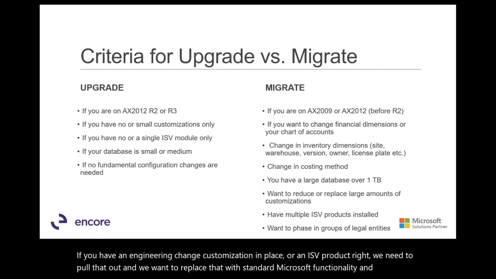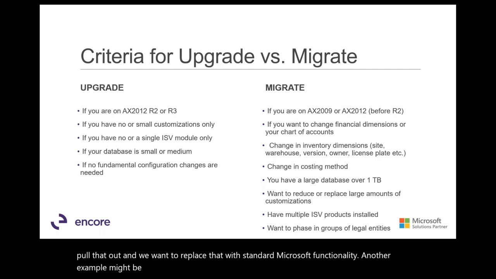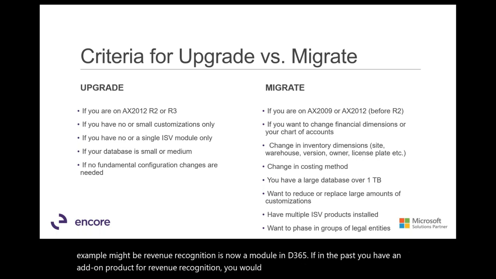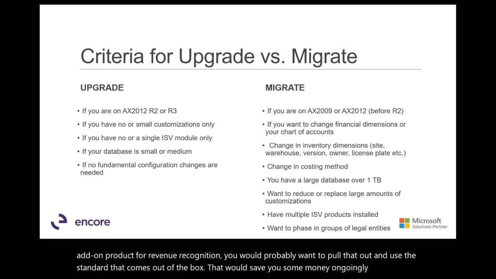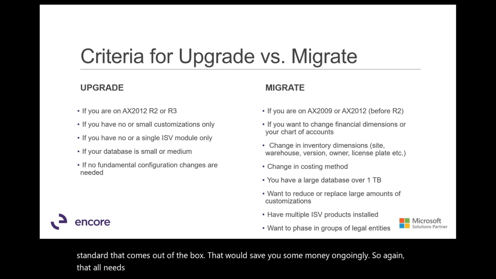Another example might be revenue recognition, which is now a module in D365. If in the past you had an add-on product for revenue recognition, you would probably want to pull that out and use the standard that comes out of the box. That would save you some money ongoing. So again, that all needs to be evaluated, right?